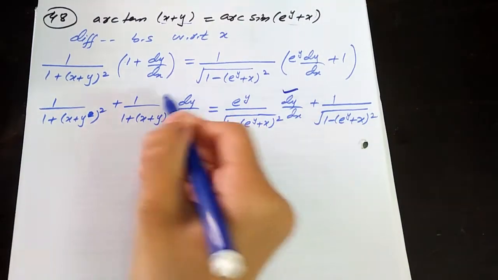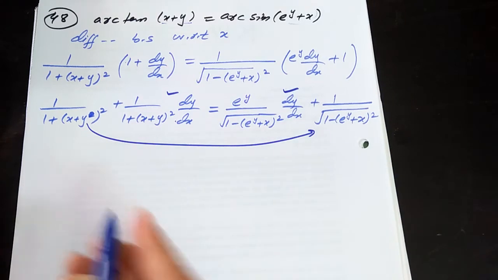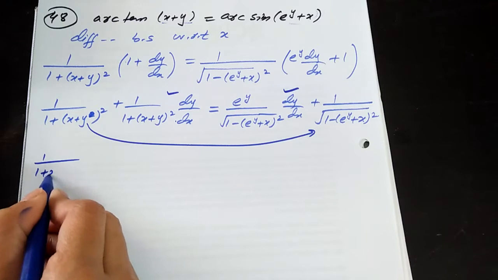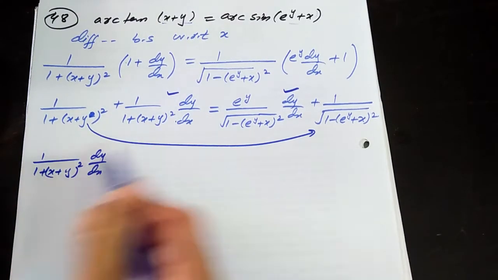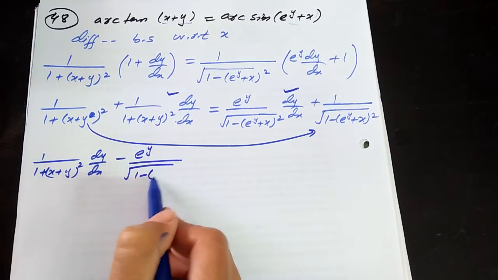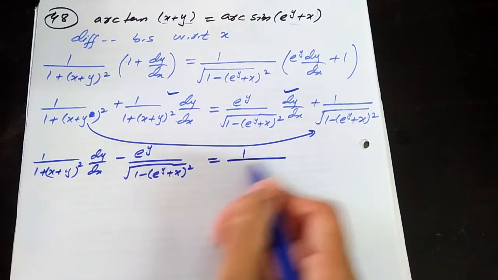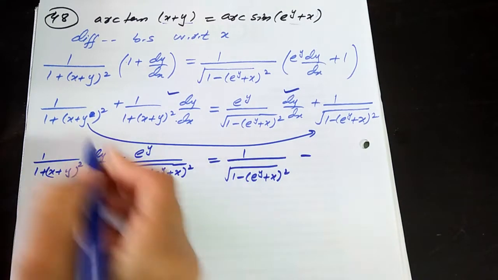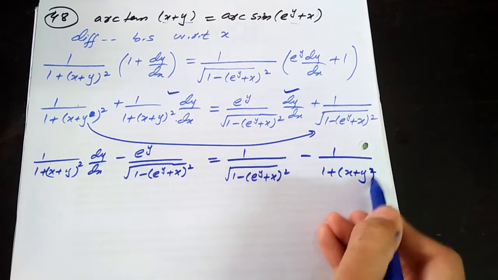Now combine the values for this dy by dx, move it on this side and move this one on the right side. We will get here 1 over (1 plus x plus y) whole square dy by dx. This function is written as this minus this one, e raised to power y over under root 1 minus (e raised to power y plus x) whole square equals this function 1 over under root 1 minus (e raised to power y plus x) whole square minus this function 1 over (1 plus x plus y) whole square.